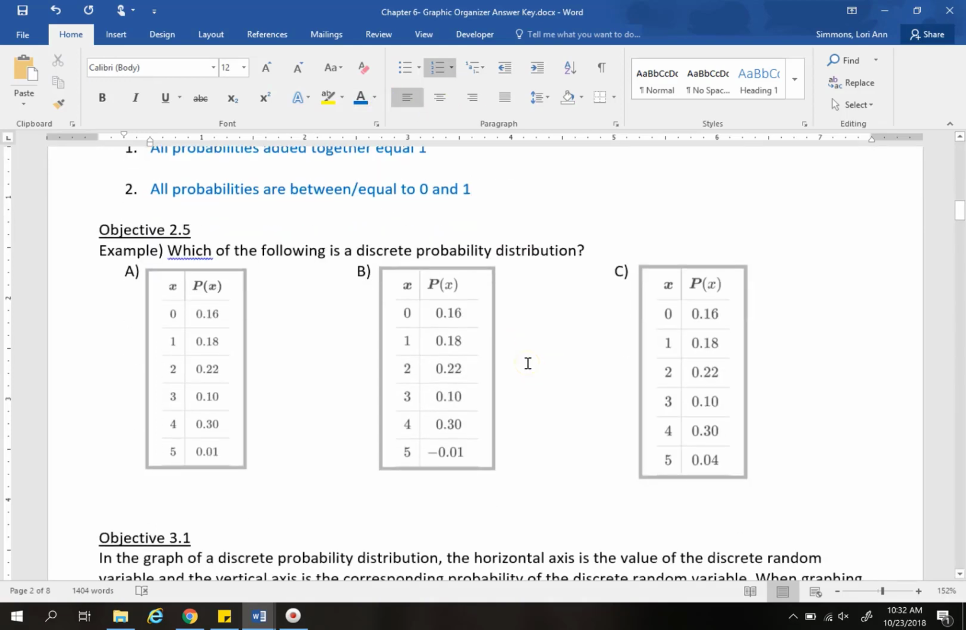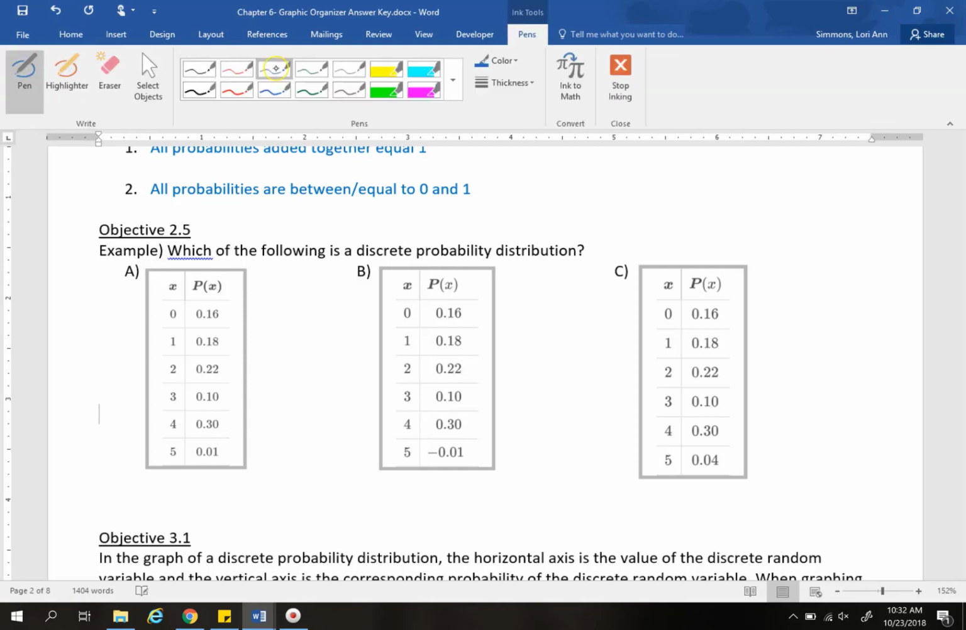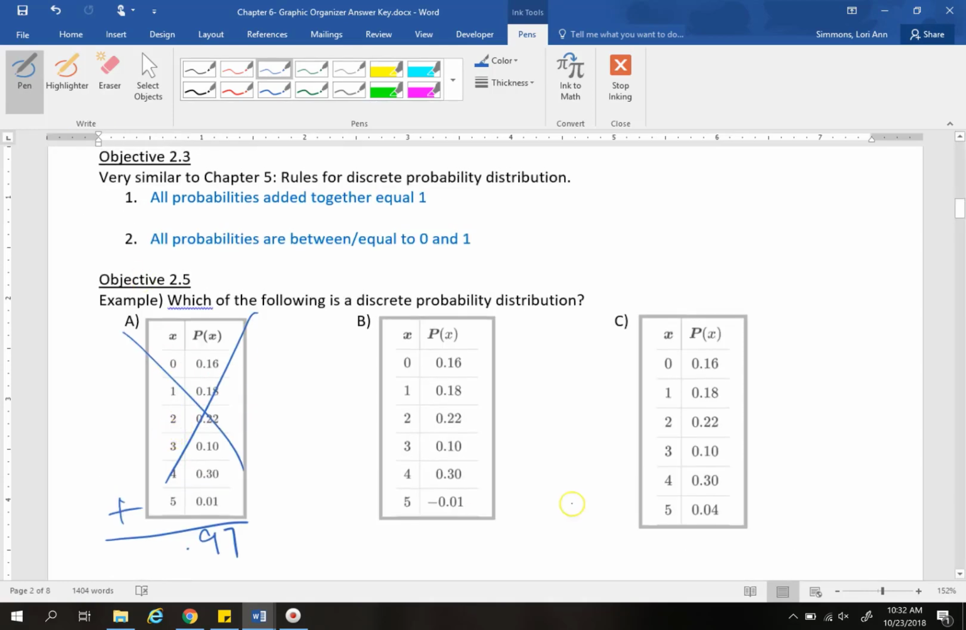So let's figure out which one of these, A, B, or C, is a discrete probability distribution. So A is not a discrete probability distribution. They add up to 0.97, so they do not add up to 1, so that does not satisfy the above requirements. B, number 5, is less than 0. So this is not a probability distribution. And C, they add up to 1, and each value is between 0 and 1. So this is a discrete probability distribution.